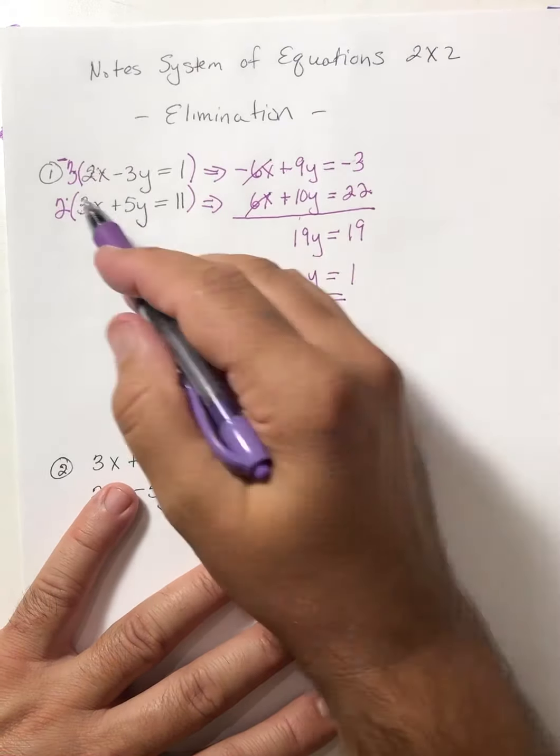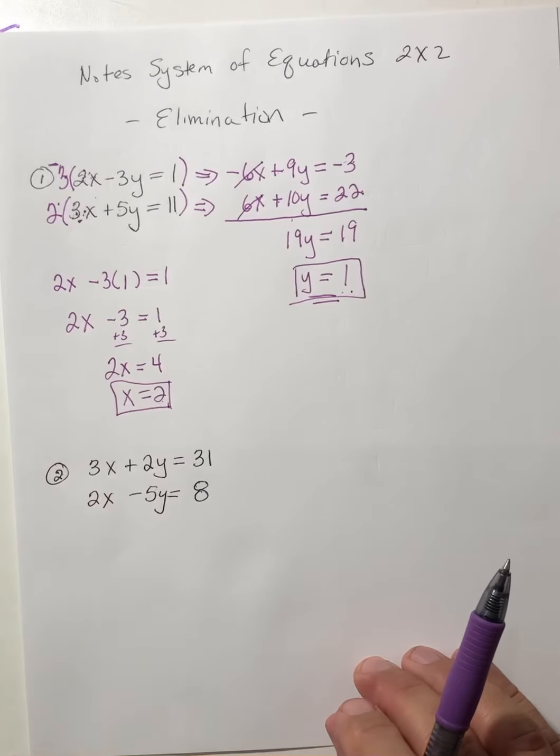Okay. If you want to check, go for it. Plug it in. 3 times 2 is 6. 5 times 1 is 5. Add them up, you get 11. Okay, so we just did elimination.